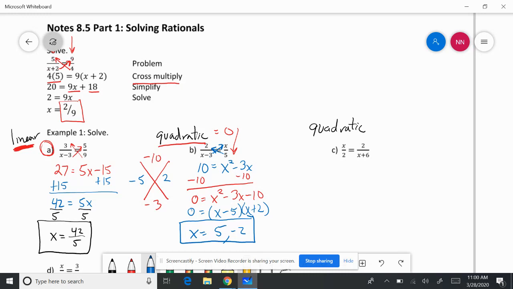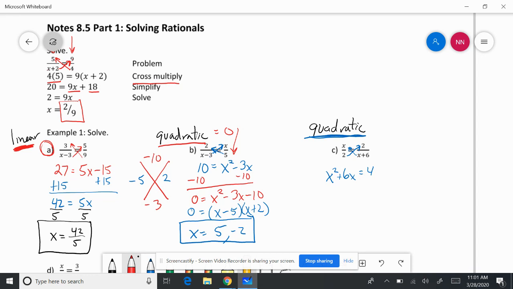Now we're going to look at our third method. Our third method is going to be similar to our second because it's going to be quadratic, which we'll see in 1 second. But you'll see why it's different than the last one. We cross multiply, and we get x squared plus 6x equals 4.